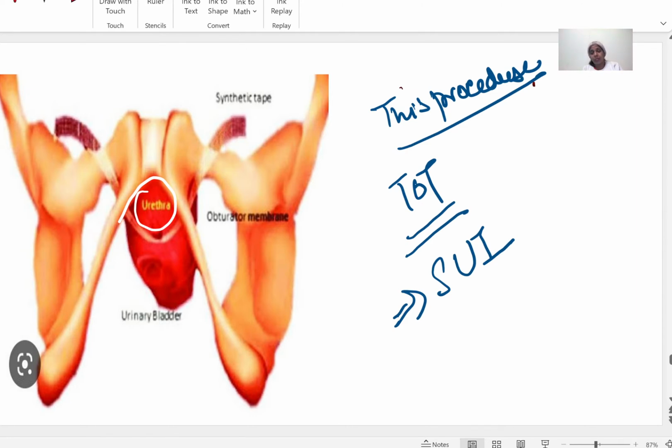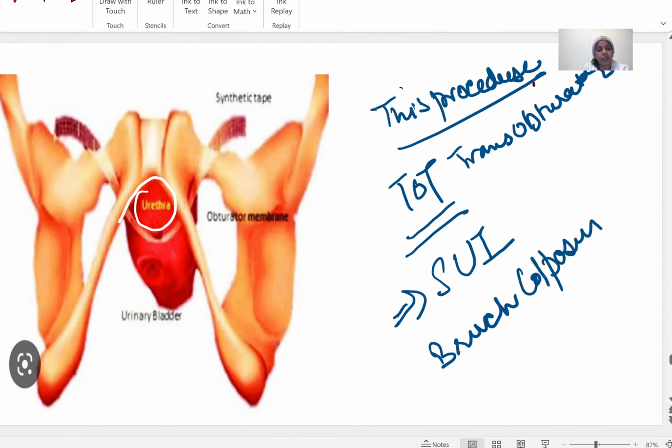था, इधर उधर डोल रहा था, खांसी करने पे यूरिन लीक हो जाता था, तो यूरिथ्रा को पकड़ के टेप से सपोर्ट कर दिया. ट्रांस ऑब्ट्यूरेटर टेप, पूरा नाम लिखें. ठीक है, पहले स्ट्रेस यूरिनरी इनकॉन्टिनेंस के लिए ब्रुच कॉल्पो सस्पेंशन करते थे, लेकिन अब ये ओपीडी प्रोसीजर है और ट्रीटमेंट ऑफ चॉइस है. This is the procedure of choice for stress urinary incontinence. ठीक है, चलिए अब आप बताइए आपको क्या क्या पढ़ना है.